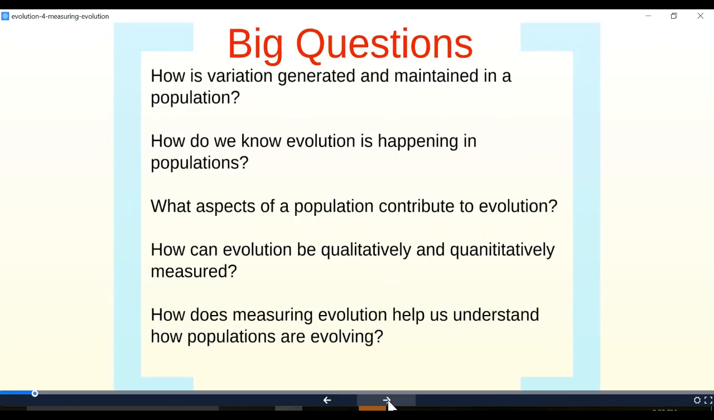Big questions: how is variation generated and maintained in a population? How do we know evolution is happening in populations? What aspects of a population contribute to evolution? How can evolution be qualitatively and quantitatively measured? How does measuring evolution help us understand how populations are evolving?